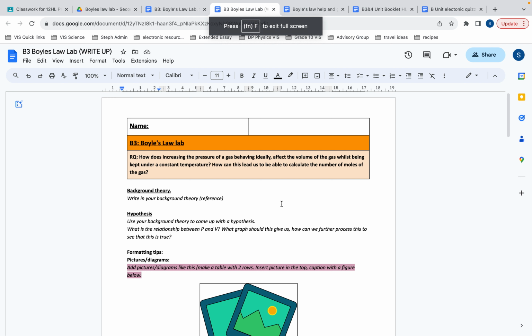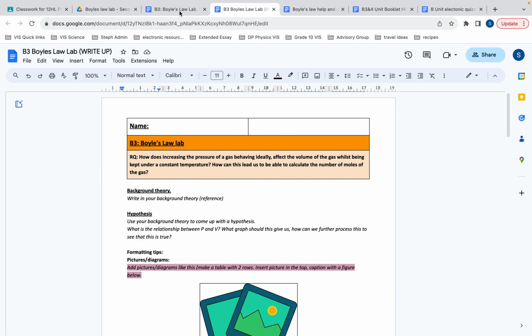So this is the explanation for the Boyle's Law Lab write-up. Just to remind you, our research question was: how does increasing the pressure of a gas, behaving ideally, affect the volume of the gas whilst being kept under a constant temperature? And how can this lead us to be able to calculate the number of moles in the gas? So again, we're taking the big assumption here that we are using an ideal gas, and again, we are assuming constant temperature.